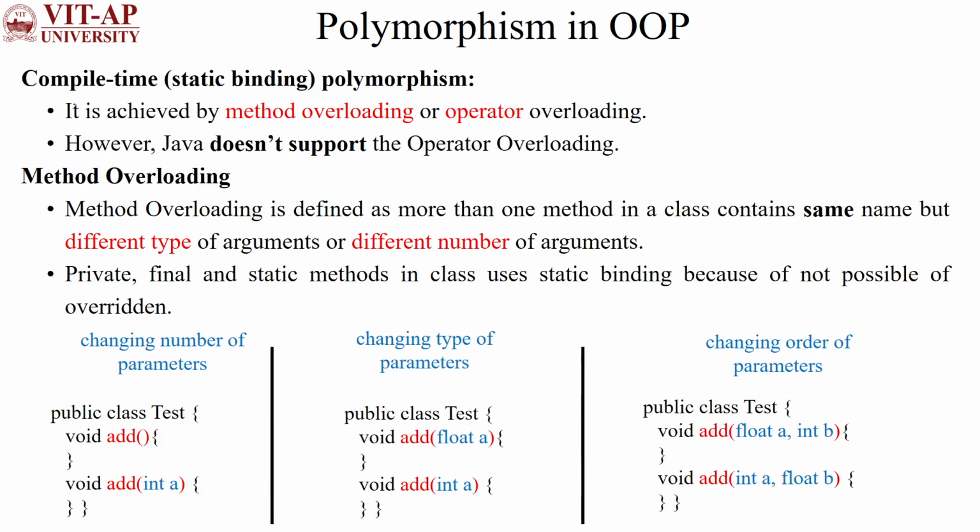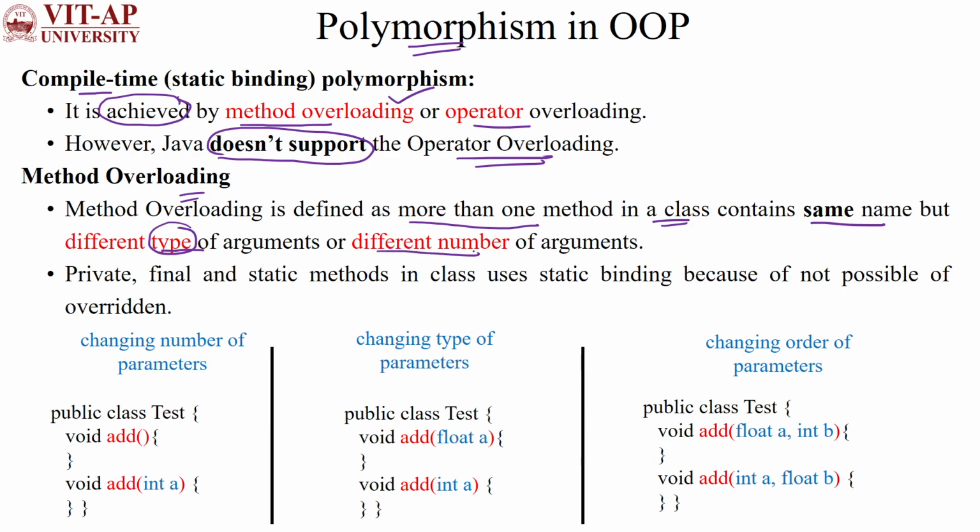Here, compilation time polymorphism is achieved by method overloading or operator overloading. So it can be achieved by these two, but Java does not support operator overloading. So the only approach to achieve static binding polymorphism is method overloading. Method overloading means more than one method in a class having the same name but different types of arguments or a different number of arguments.